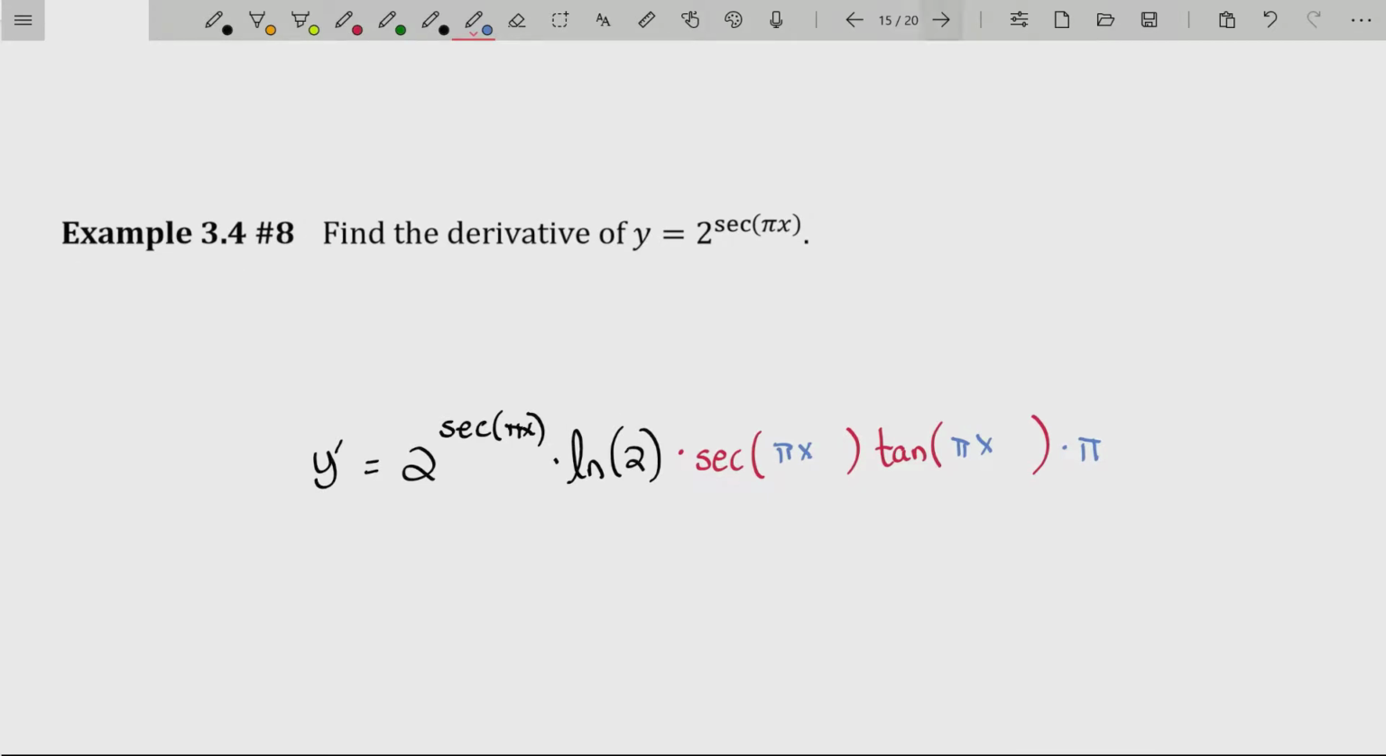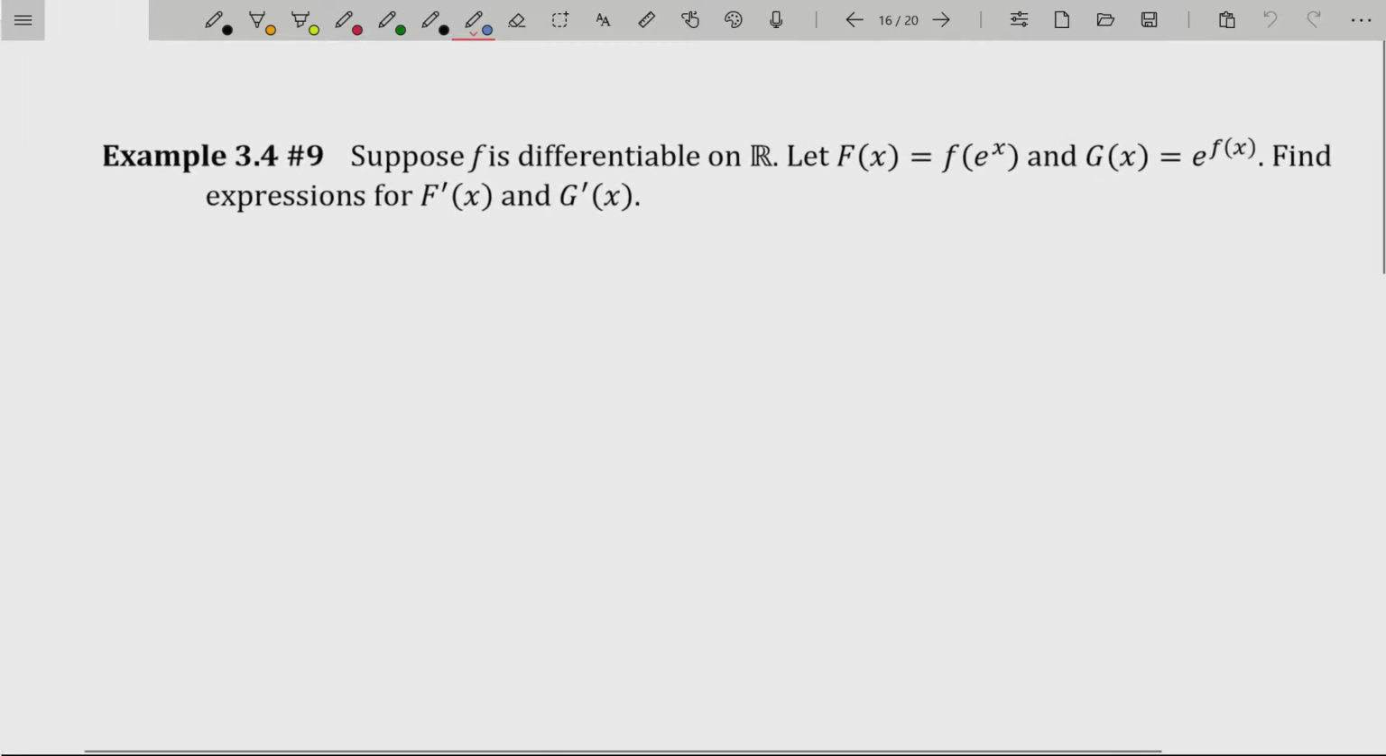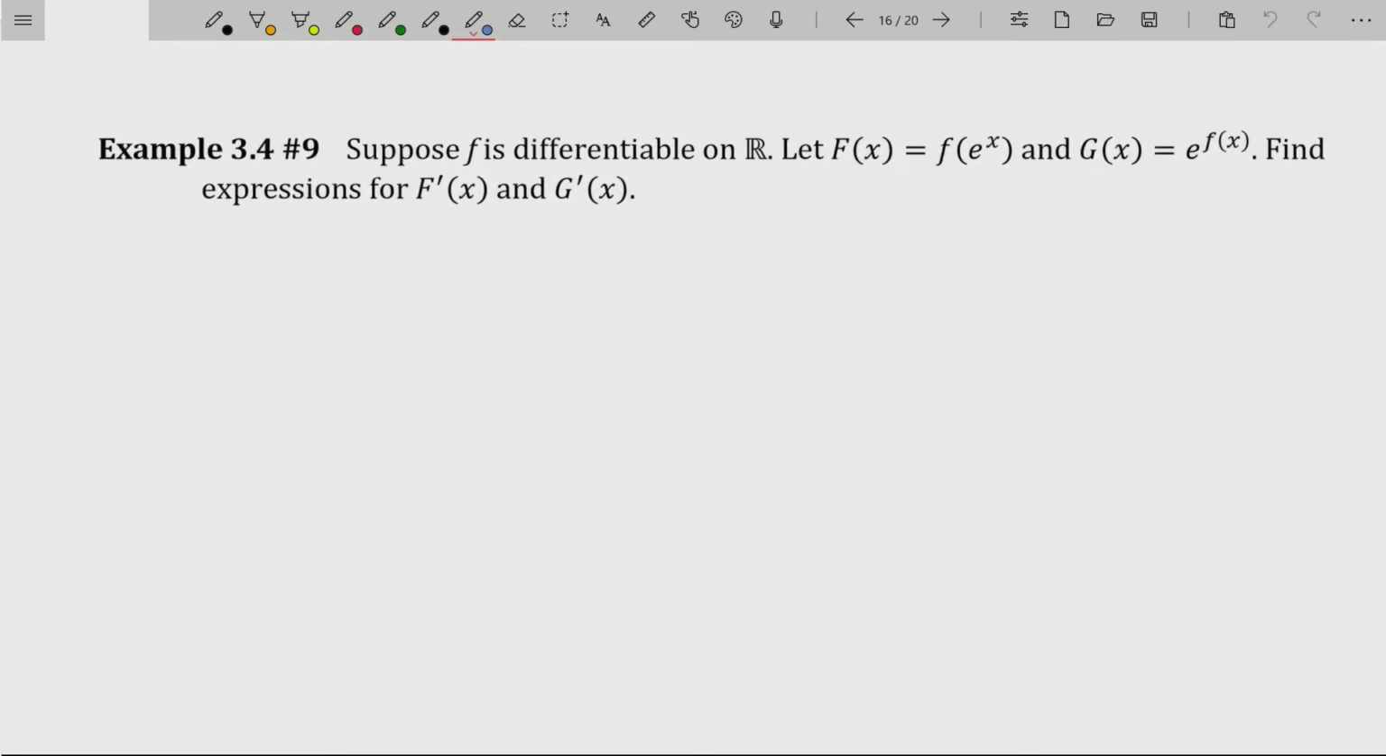And I thought that was the last example, but I actually have one more. So suppose that f is differentiable over the real numbers, if you will, and let capital F of x equal f of e to the x, sorry, and g of x be e to the f of x. Find expressions for capital F prime and capital G prime.